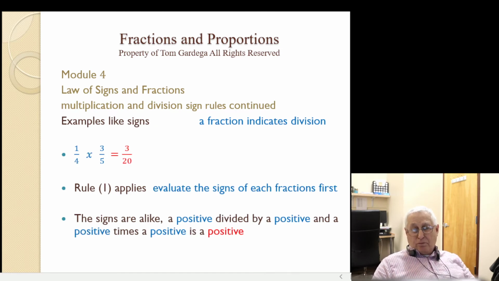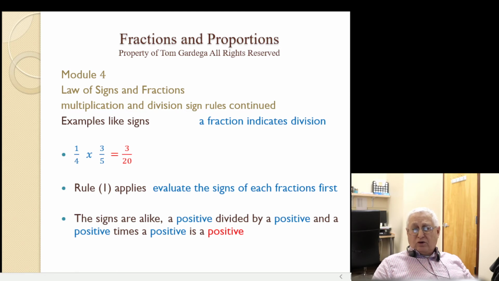Here we have two positive numbers. 1/4 times 3/5. We're just going to multiply across: 1 times 3. Positive times a positive is positive 3. 4 times 5, positive times positive is going to be positive. So 4 times 5 is positive 20. The fraction result is positive.